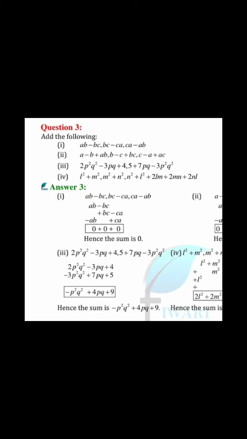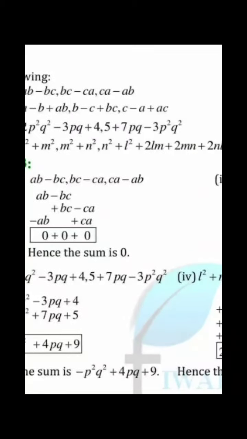It is very simple. These expressions are separated by commas. Wherever you see a comma, that means the end of that particular expression and the start of a new expression. Here we have AB minus BC, comma, that means AB minus BC is one expression, BC minus CA is the second expression, and CA minus AB is the third expression. Now how is it done over here?